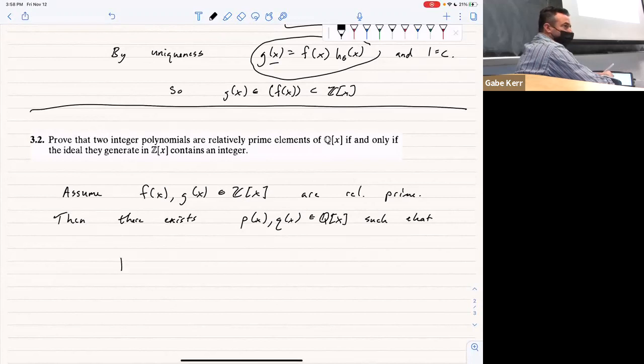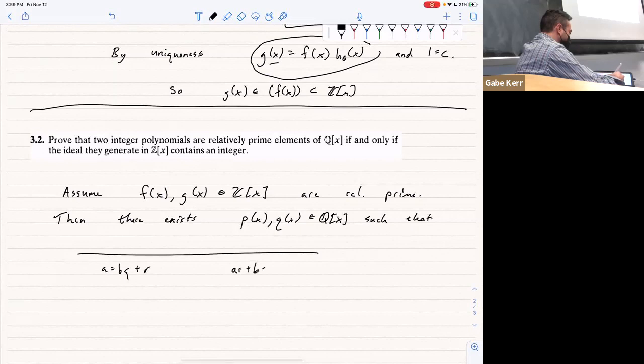F of x. Oh, you're thinking of the division algorithm. Two equations: A equals B times Q plus R, and another equation like AR plus BS equals D. This is like the division algorithm, but that's what you use to get this one. The Euclidean algorithm gets this kind of statement.